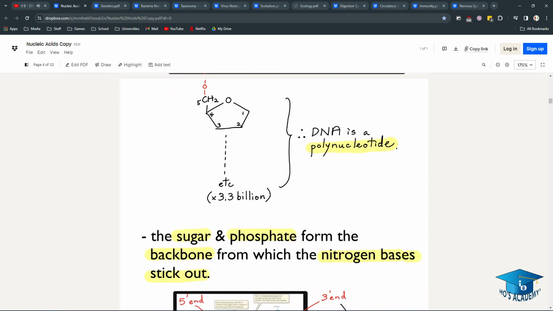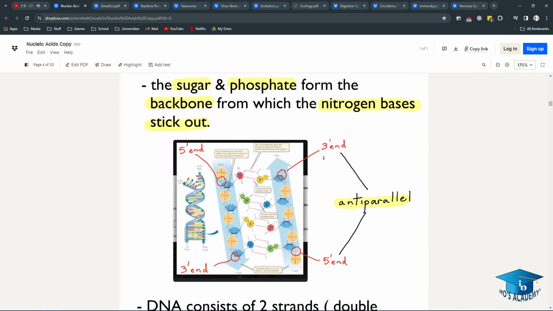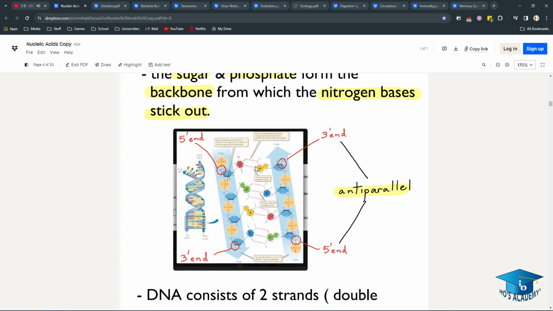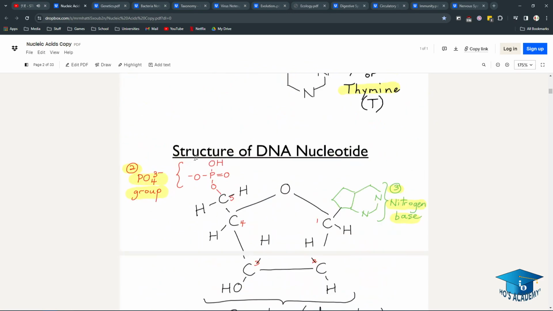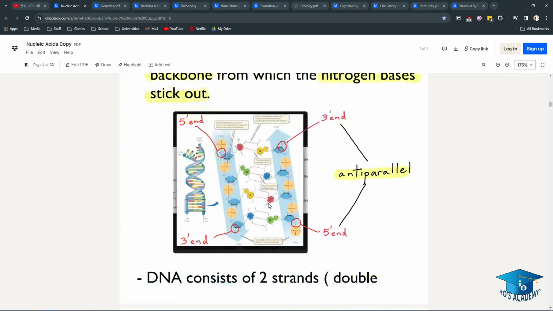And as a result, DNA is a polynucleotide, 3.3 billion chains long around. The sugar and phosphate form the backbone from which the nitrogen bases stick out. So if the phosphates are linking up here, then the nitrogen bases are sticking out like this. There is a 5' end and a 3' end, 5' meaning the end which the phosphate group is on, the fifth carbon, and the 3' end where this carbon is. So this is the 5' and 3' end. And you'll notice the opposing DNA strand, since we know that DNA is double-stranded, has the 5' end and 3' end reversed. This is called the anti-parallel structure.